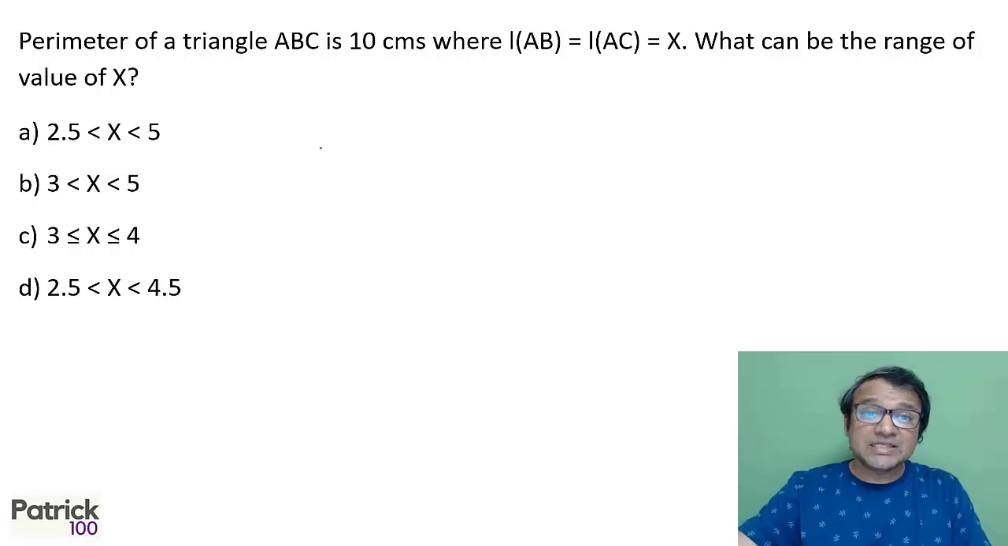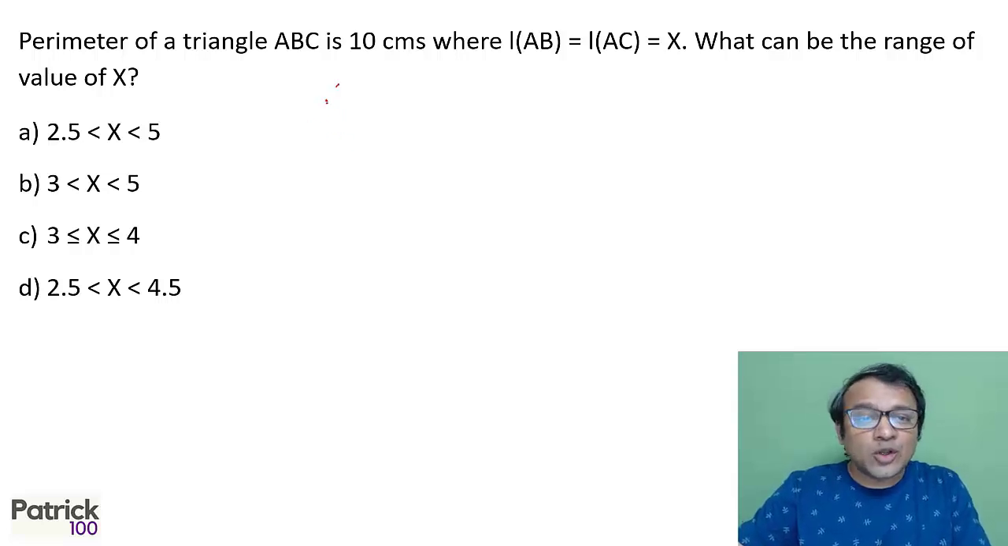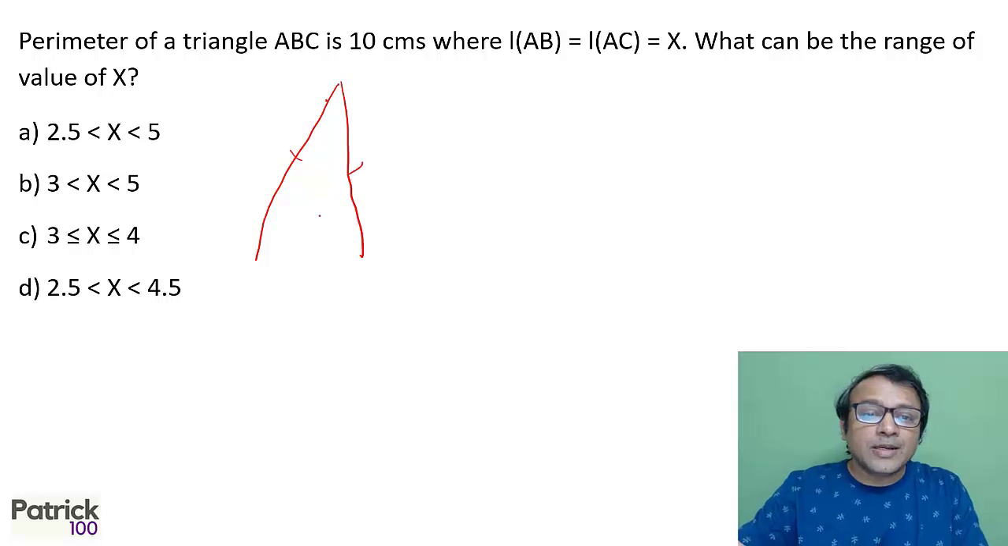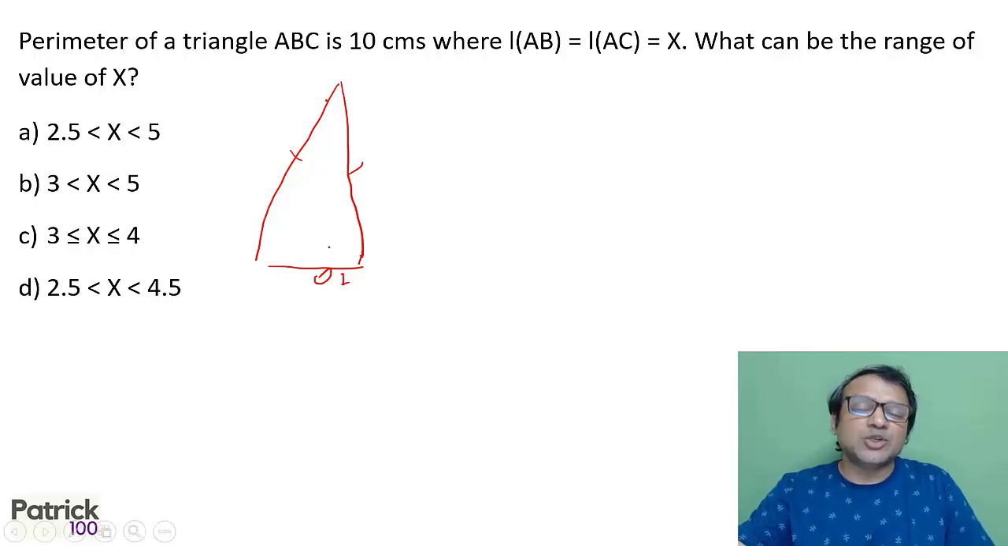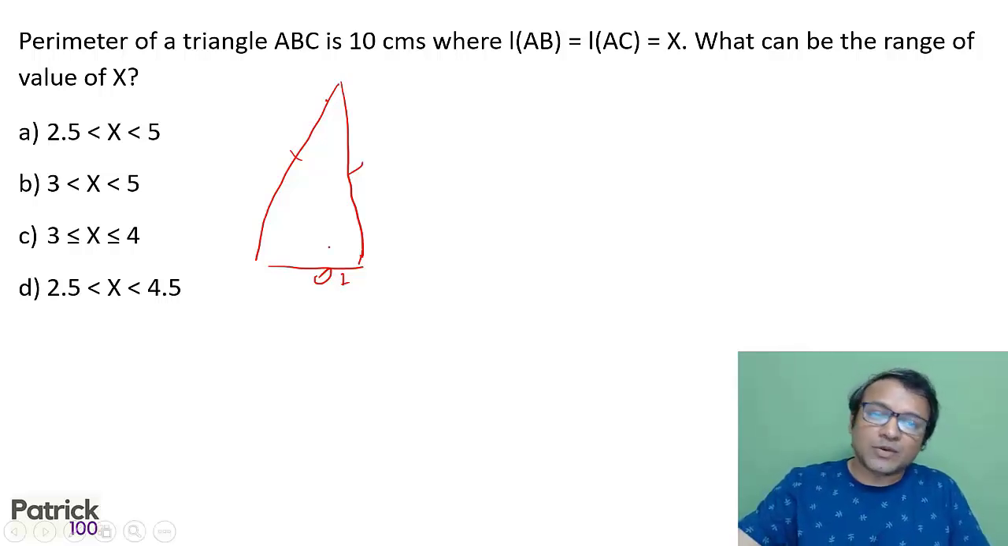The perimeter of triangle ABC is 10 centimeters. AB is equal to AC. What's the range of value of x? So basically we are talking of an isosceles triangle where two lengths are equal. The third length, smallest, can be almost 0. I'm not saying 0 but almost 0, slightly more than 0. Maybe 0.01, 0.001, whatever.